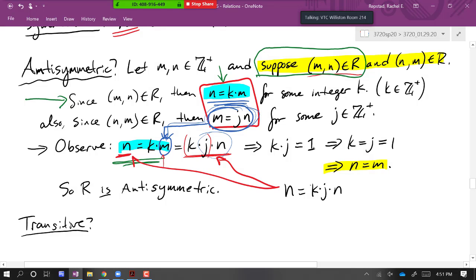So whatever k times j is, it's some integer. n is equal to k times j times n. The only way that happens is if the product k times j is equal to 1. Does that help? Okay. Yeah, okay. Yes. Cool. And if k and j are both positive integers, then of course they have to both be 1.